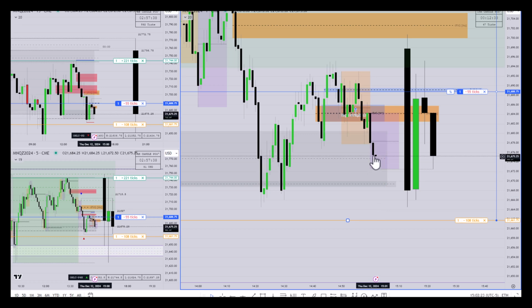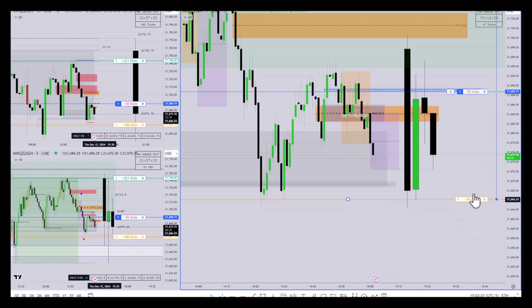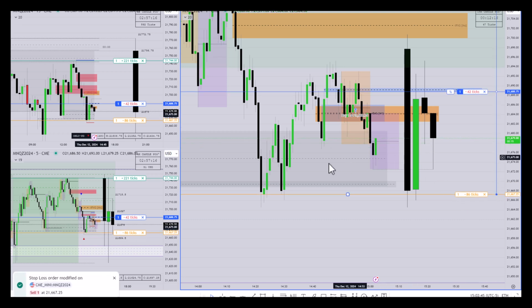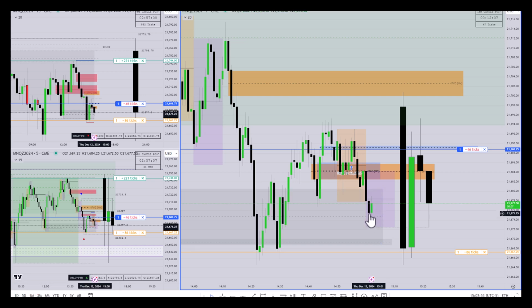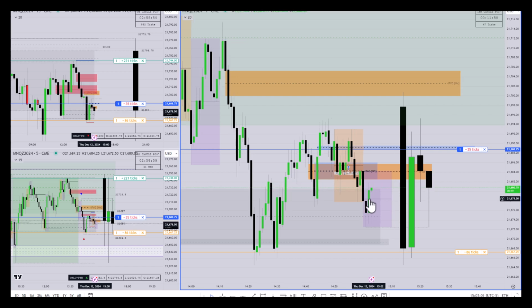Oh, see, we closed above that. Yeah, this can stay here. Let's just watch it get taken out. Rejection block. See that close above CE is a good sign. Let's see if it follows suit. 5 more seconds. Change the state of delivery. 1 minute chart. It's not a bad sign.